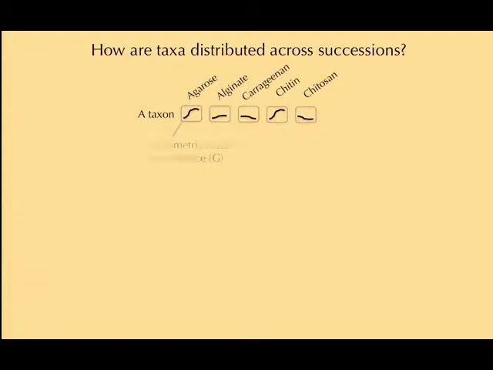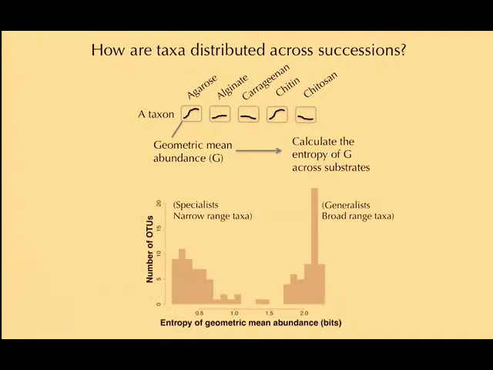And so what we do is we sort of get rid of time by getting an average abundance, and we use a geometric mean for that. And then we calculate an entropy, which complicates the explanation, but it's basically our index for how narrow or broad range things are. And then when we calculate these numbers for each species, we plot a histogram, and surprisingly, there are basically two clusters of things.